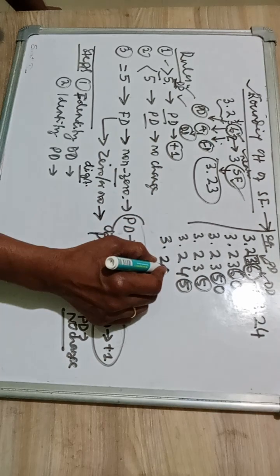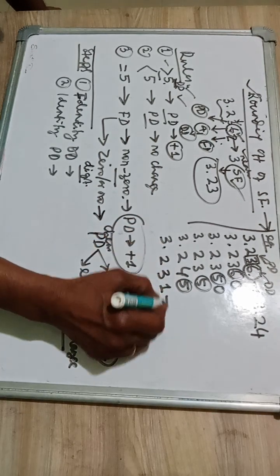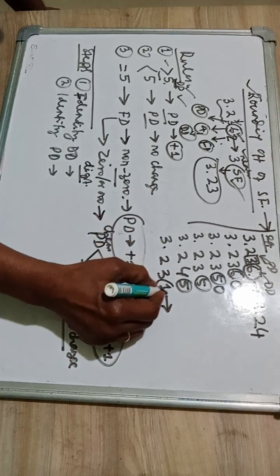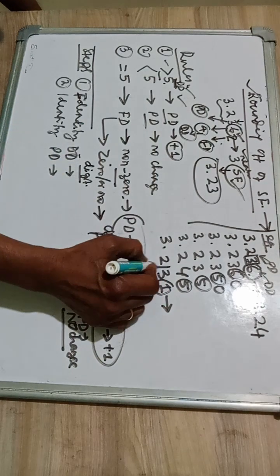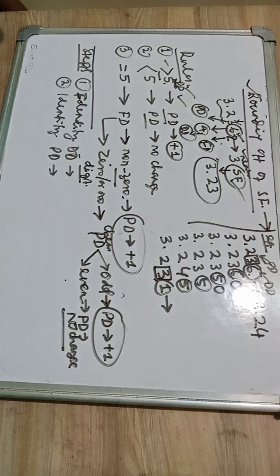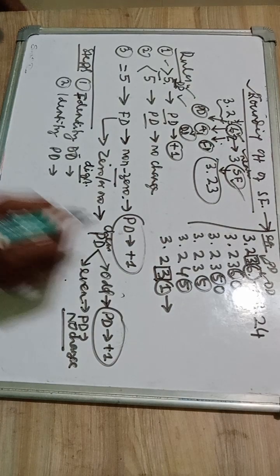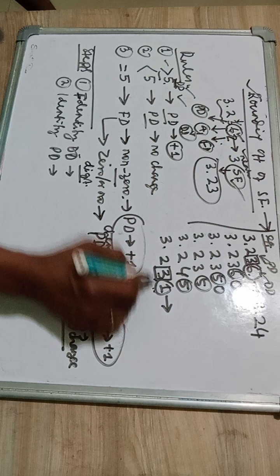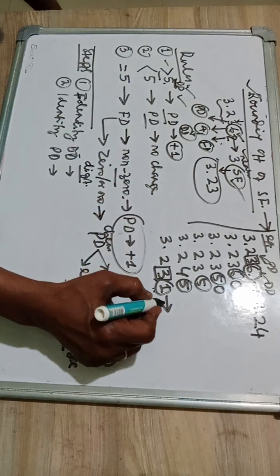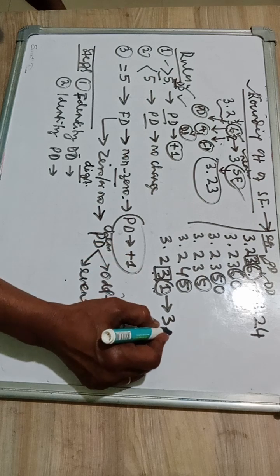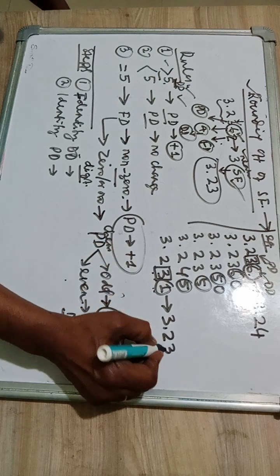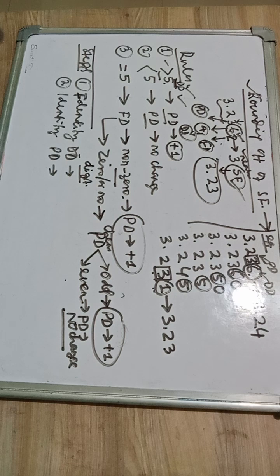In another case, suppose it is 3.231. In that case, this is our drop digit and this is our previous digit. The digit to be dropped is less than 5, hence the previous digit will remain unchanged. The answer will be 3.23. That was Rule 2.